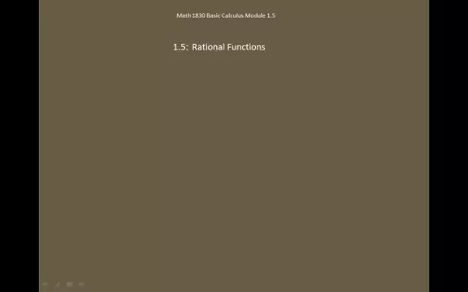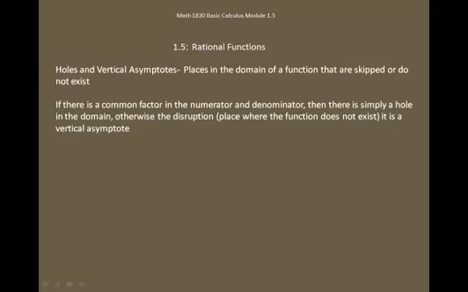Module 1.5, Rational Functions. Holes in vertical asymptotes. Places in the domain of a function that are skipped or do not exist. If there is a common factor in the numerator and denominator, then there is simply a hole in the domain. Otherwise, the disruption, which is the place where the function does not exist, is a vertical asymptote. Let's take a look at a few examples of these.